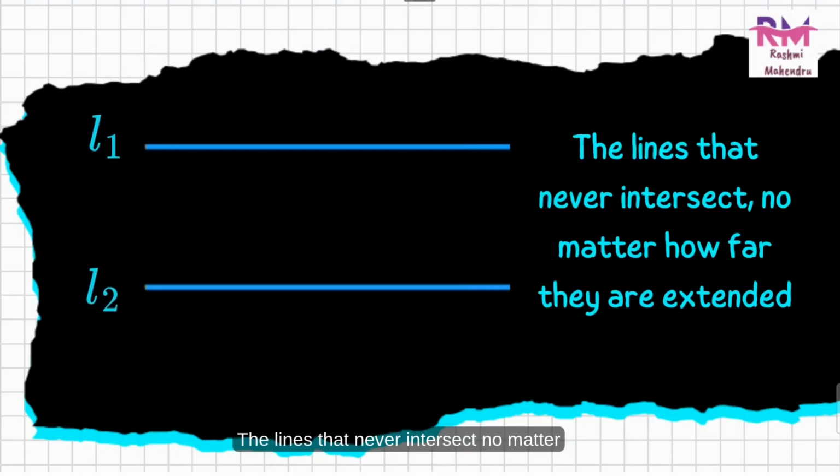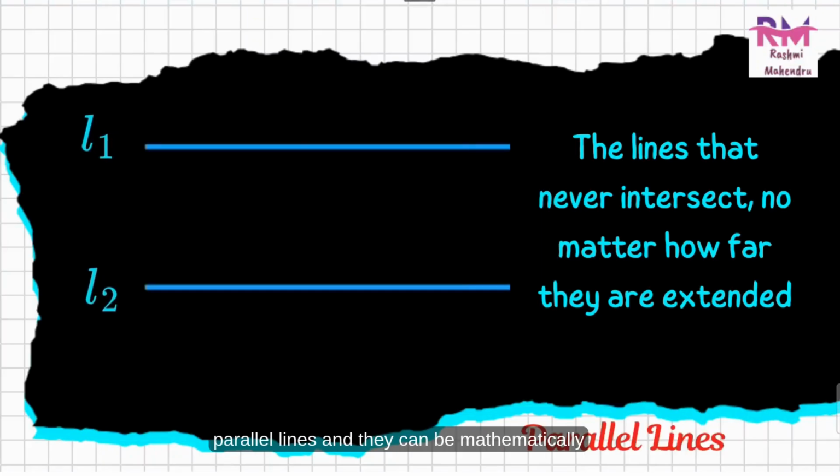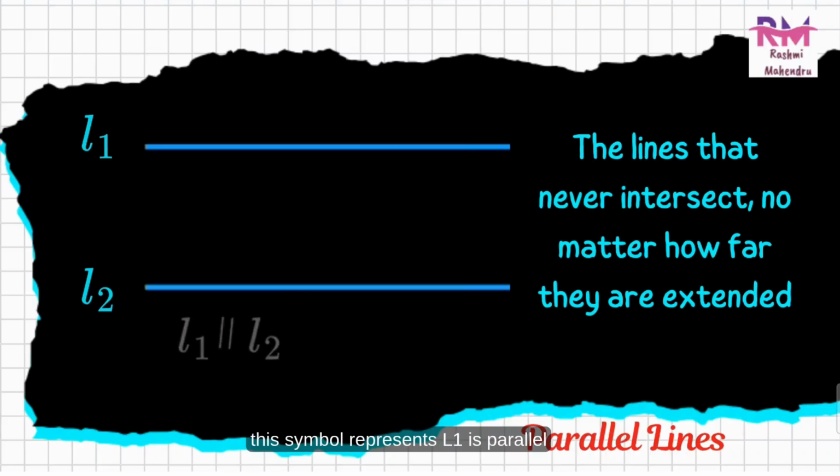The lines that never intersect, no matter how far they are extended, are called parallel lines, and they can be mathematically represented using a very intuitive symbol. So this symbol represents L1 is parallel to L2.